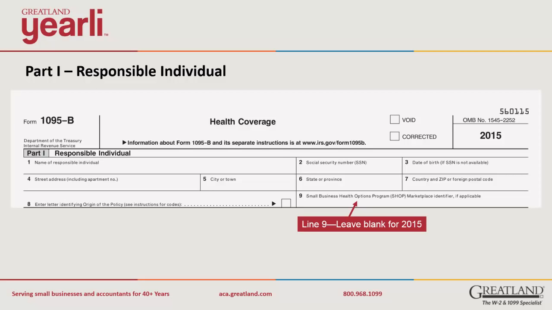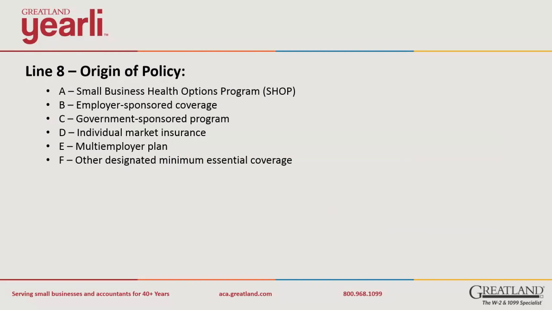Let's go back to line 8 now. Enter the origin of policy in line 8. There are 6 possible codes that can be entered on this line. Code A is for the Small Business Health Options Program, better known as SHOP.